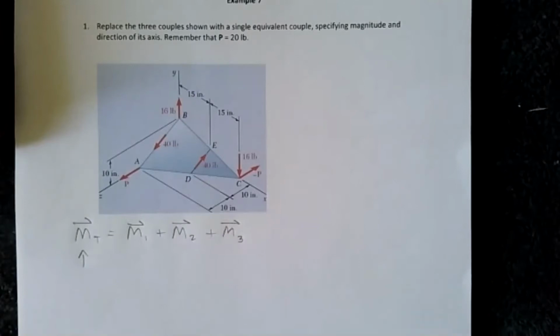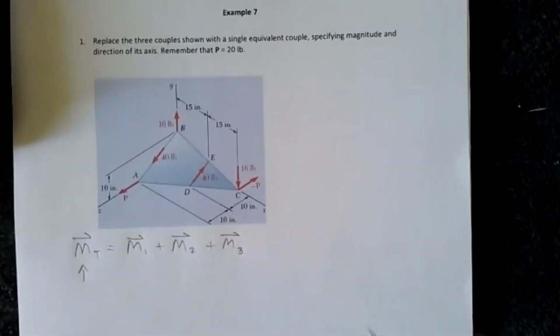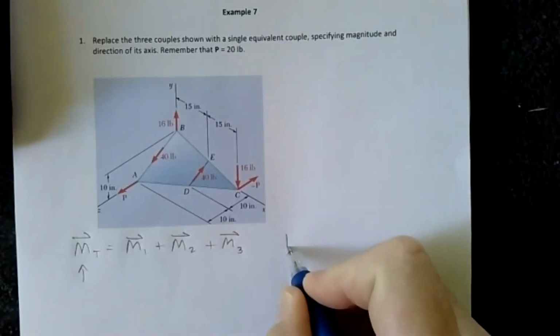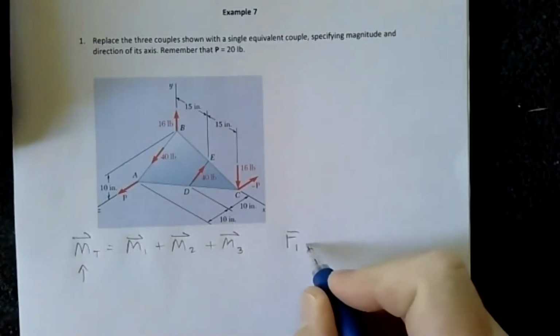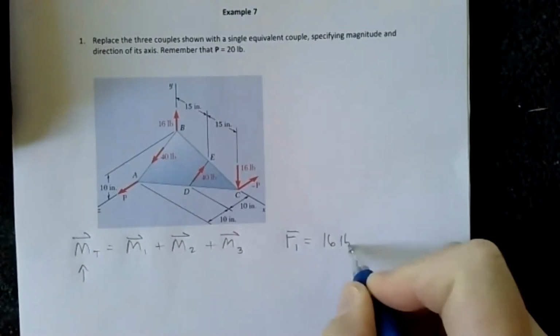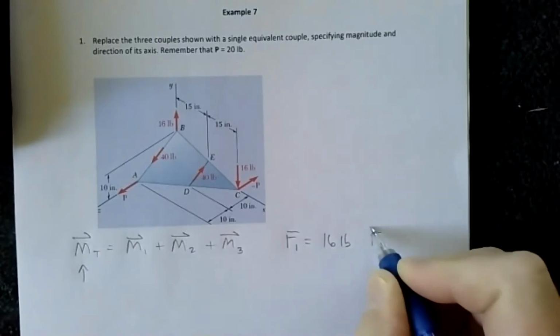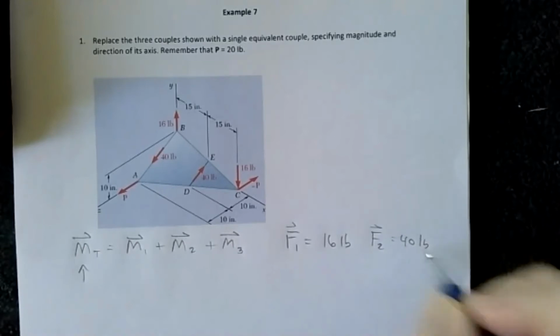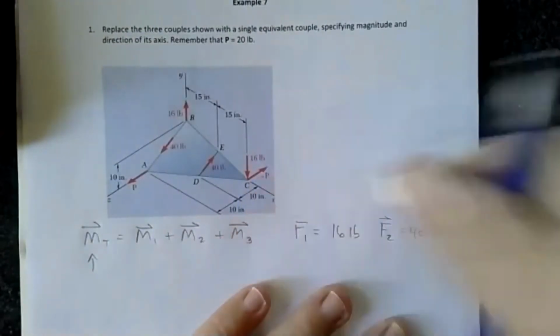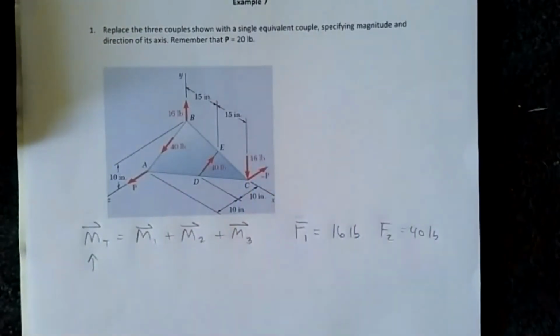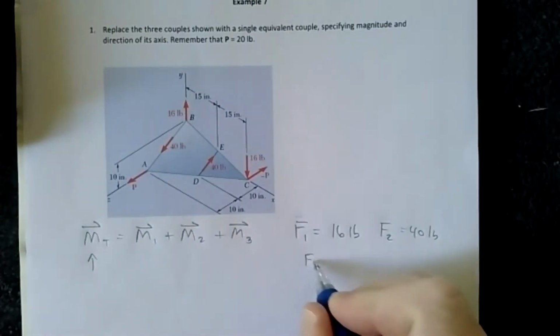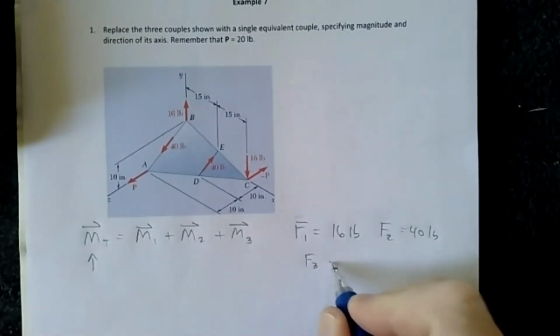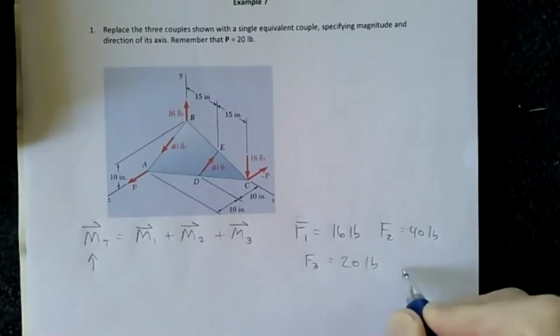Now, once we have that, let's define each force. We're going to say that F1, force 1, is going to be the 16 pounds. F2 is going to be the 40 pounds. And actually, I'd probably leave those as scalars because I'm not going to put any direction on them yet. And then F3 is going to be the 20 pounds, or the P.